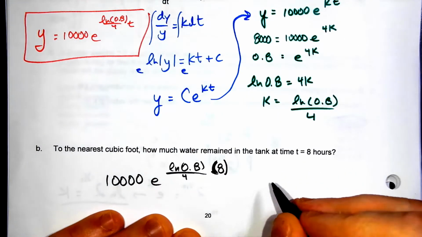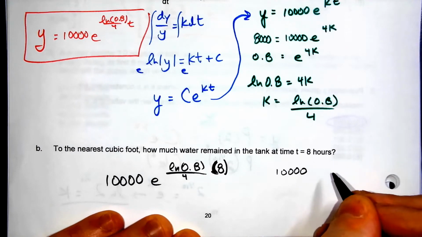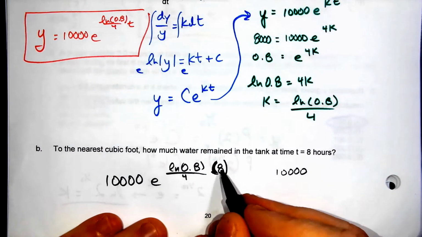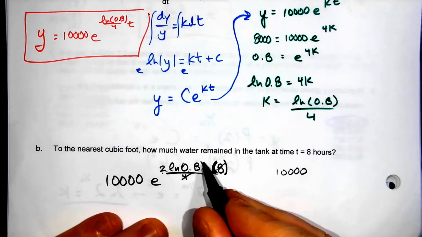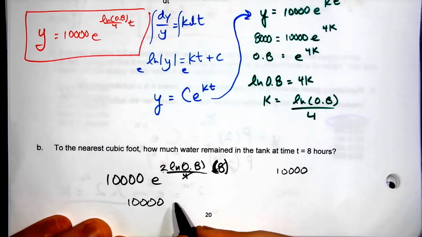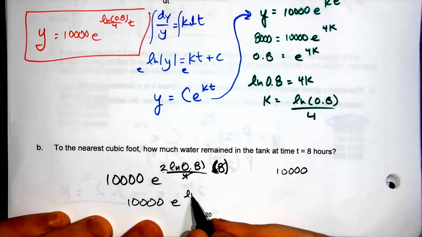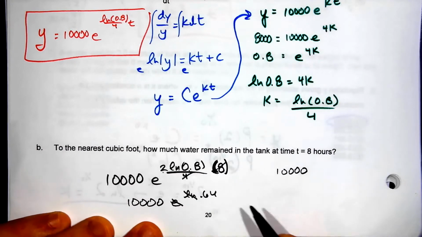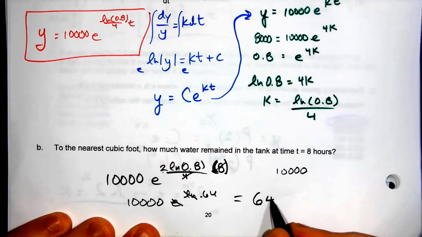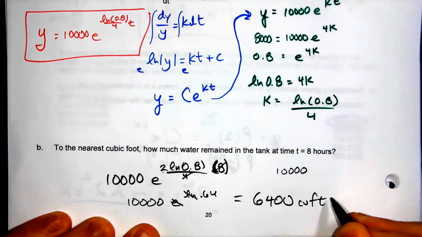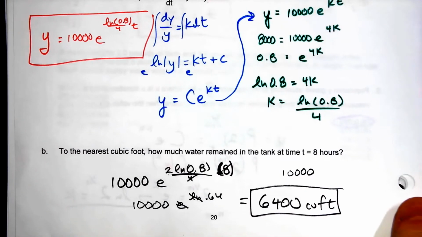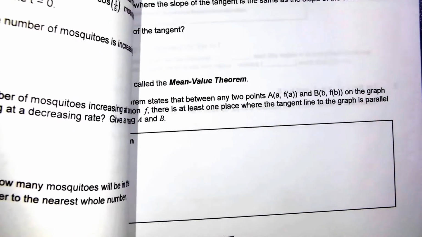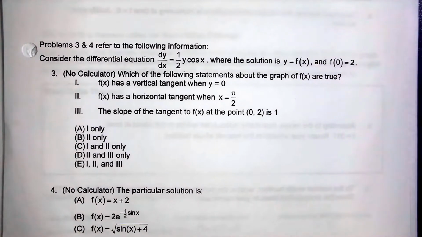So you are going from 10,000. And then you have, oh, let's just solve this then. 8 over 4 is 2. 0.8 to the power of 2 would be, let's see, 10,000 e to the ln 0.64. There's our cancellation. So the answer is actually 6,400 cubic feet. Oh, fancy. That's pretty cool. Okay. 6,400 cubic feet. Okay. I think we have one more problem to try. Actually, two more. Let's go see if we can get these done.